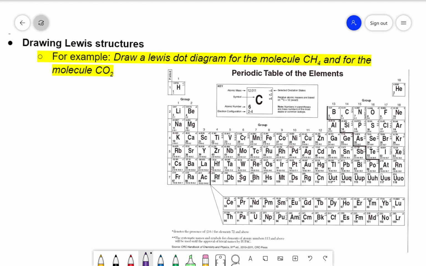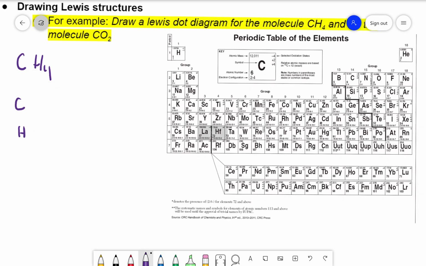So CH4 and CO2. You want to draw two separate Lewis dot diagrams here. In order to draw a Lewis dot diagram for a particular molecule, you need to know how many valence electrons there are in each of the elements in that molecule. So let's first look at CH4. Now we have two elements here, carbon and hydrogen. Let's take a look at our reference table and see how many valence electrons carbon has.